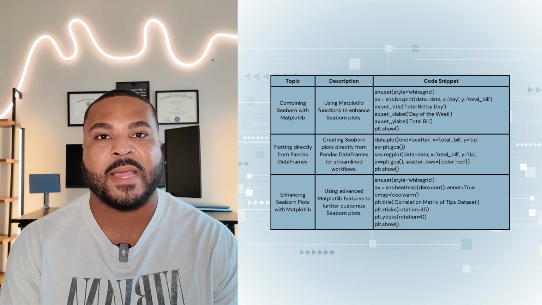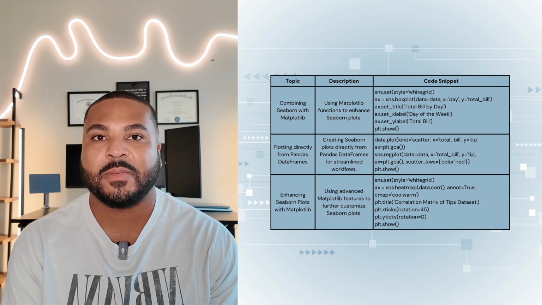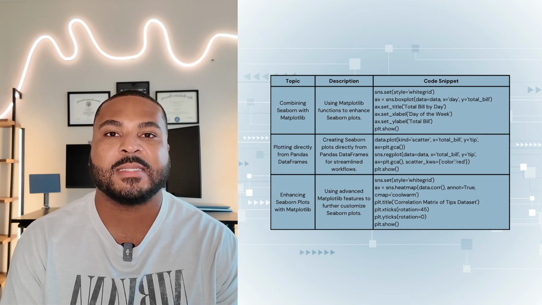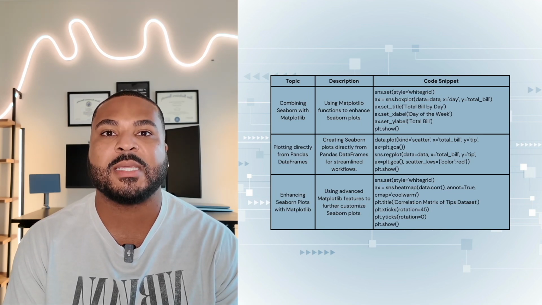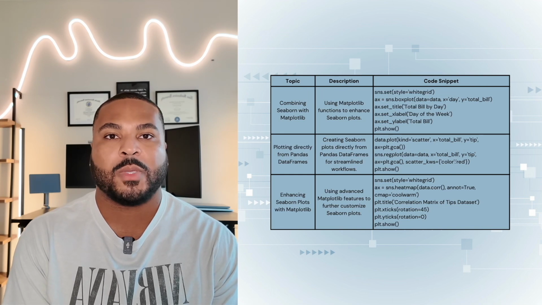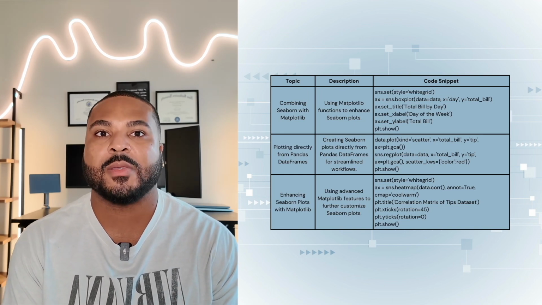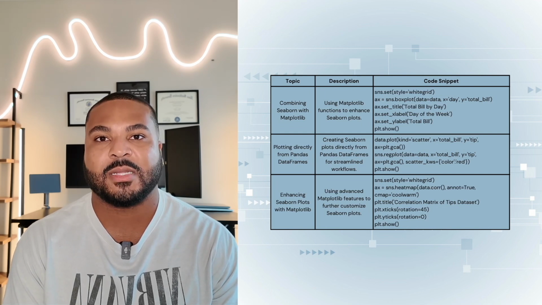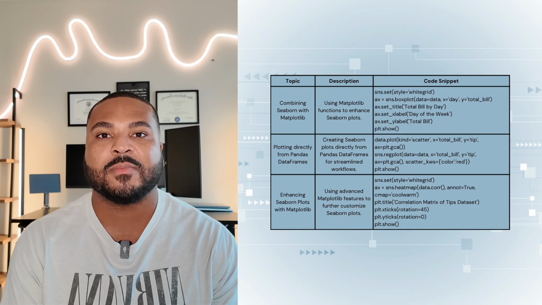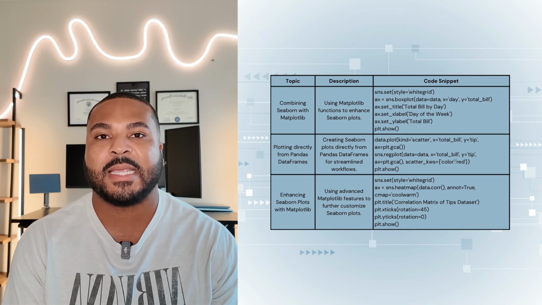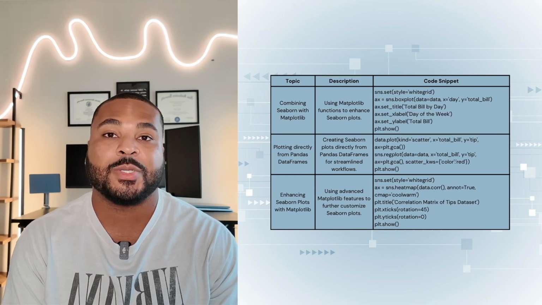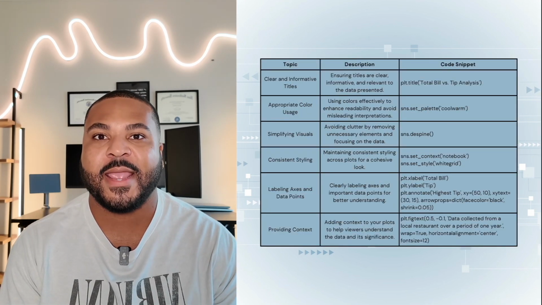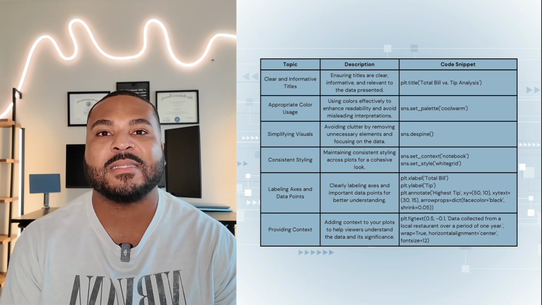You can use advanced matplotlib features to further enhance Seaborn plots. This includes adding titles, customizing tick labels, and more. In this example of how to enhance a Seaborn heat map with matplotlib, we create a heat map using Seaborn and then use matplotlib functions to add a title and customize the rotation of tick labels. This combination provides greater control over the appearance and readability of the plot, which you could then use in your presentations to your stakeholders.